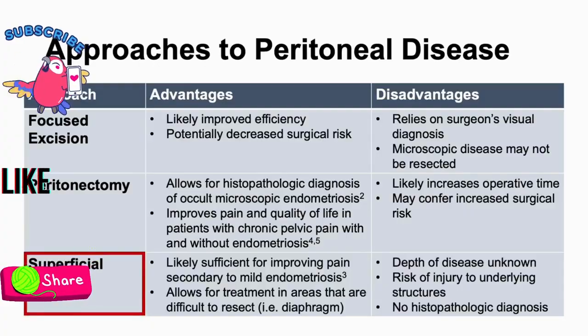Peritoneal disease can also be ablated. Based on a 2021 systematic review and meta-analysis, ablation of superficial disease improves dysmenorrhea and dyspareunia, although comparative data is lacking. Ablation is efficient and allows for treatment in areas that are more difficult to resect, such as the diaphragm. Ablation does not allow us to understand the depth of disease, poses a risk of injury to underlying structures which have not been isolated, and does not allow for histopathologic diagnosis.